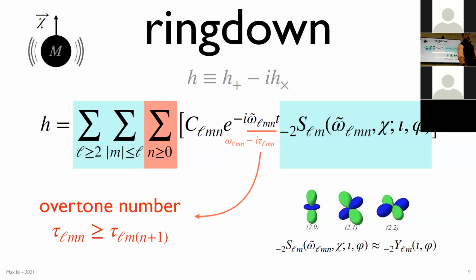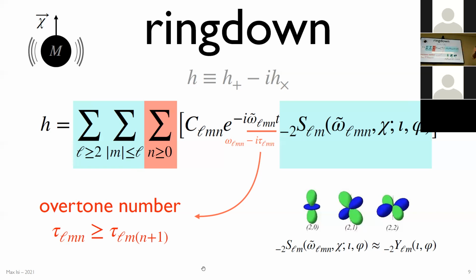And then for each L and M, there's an infinite ladder of modes indexed by N, which orders these tones by damping time in such a way that a greater N means the tone decays faster and faster by definition. So any tone with N other than 0 is called an overtone, and it's somewhat of a misnomer. So keep that in mind.